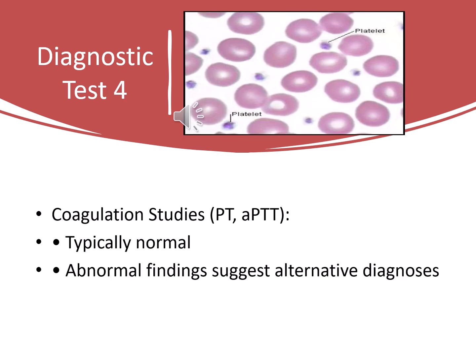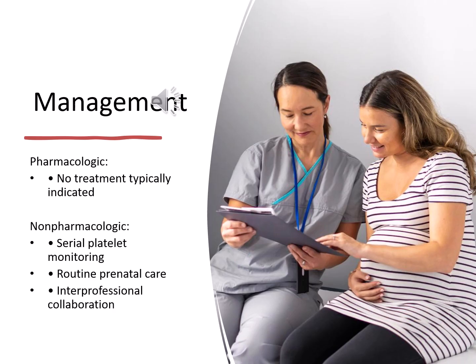Diagnostic test 4: Coagulation study. Coagulation studies evaluate the integrity of the clotting cascade. In gestational thrombocytopenia, prothrombin time and activated partial thromboplastin time are typically within normal limits. Abnormal coagulation results may indicate disseminated intravascular coagulation, severe liver disease, or another coagulopathy and should prompt further investigation.